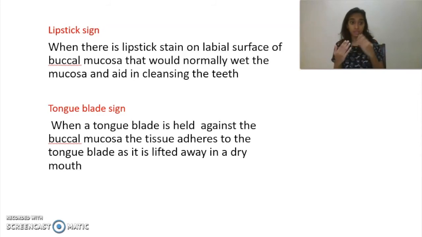So basically that is the lipstick sign. There will be stains on your oral surfaces, either the labial surface or the mucosal surface. Then for the tongue blade sign, if you place a tongue blade against the buccal mucosa, you will realize that it is harder to remove the tongue blade from the mouth because it adheres to the tissues of your buccal mucosa. This is seen in a dry mouth. Meaning if you find it hard to remove the tongue blade from the mouth, that is called the tongue blade sign.